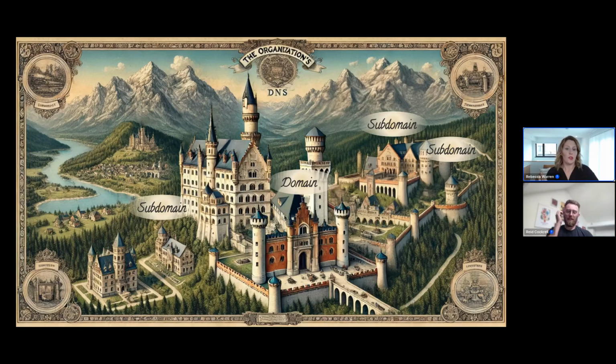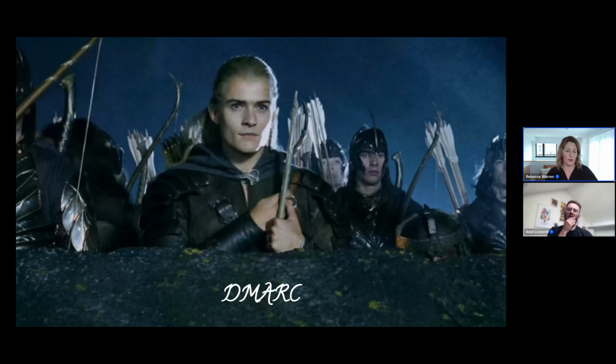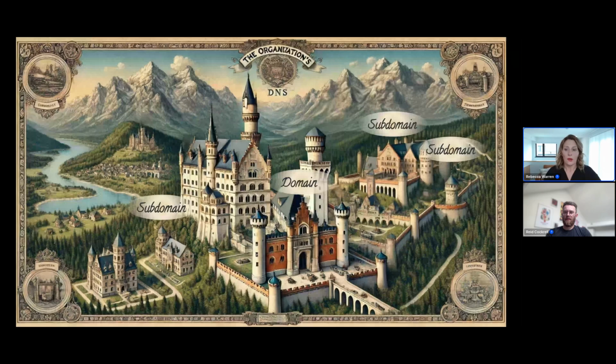Now, for those teams that want to be sure that only the right people enter and exit the castle, they'll station a diligent guard to protect the entrances and make sure only the expected people enter and exit. For the sake of our metaphor, let's imagine our guard is a long-haired, blonde archer played by Orlando Bloom, and we will call this guard our DMARC. Now, our DMARC, or this guard, will have three main jobs.